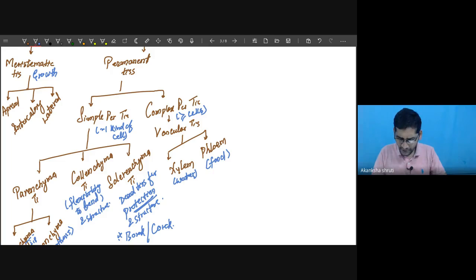Now, if you consider the xylem, it contains four types of cells. Let us write it here. One is tracheids. The other one is vessels.